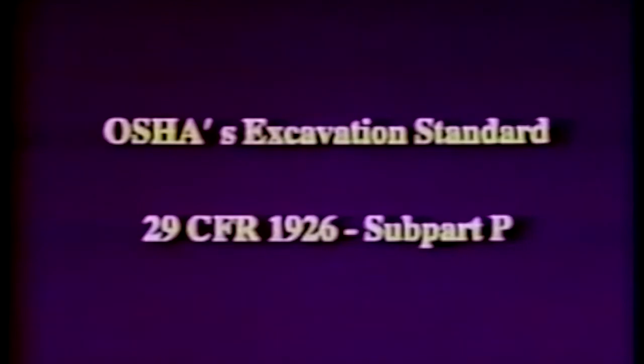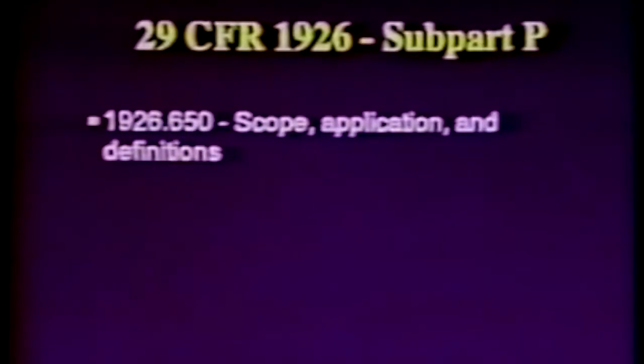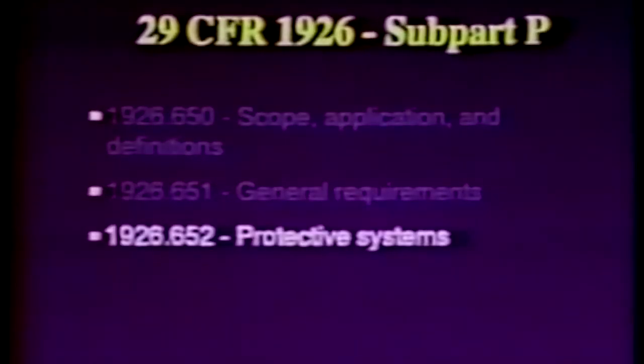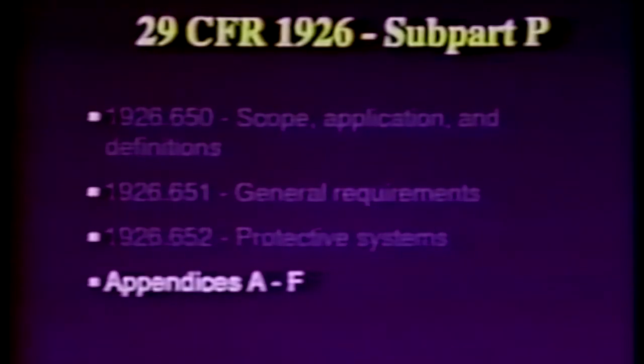OSHA's excavation standard is contained in its Code of Federal Regulations for the Construction Industry, 29 CFR, Part 1926. The standards found in Subpart P consist of 3 sections. Section 1926-650 contains the scope, application, and definitions applicable to Subpart P. Section 1926-651 contains general requirements, and Section 1926-652 contains requirements for protective systems. There are also 6 appendices, A through F.